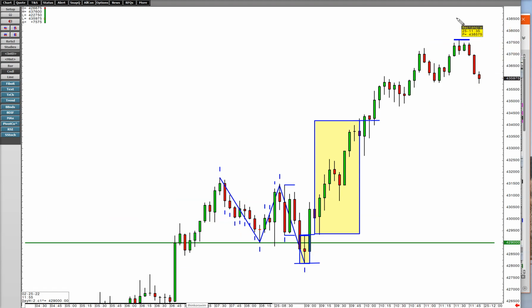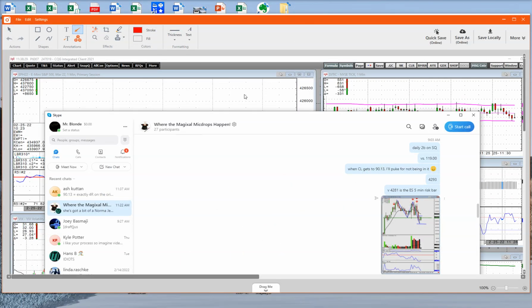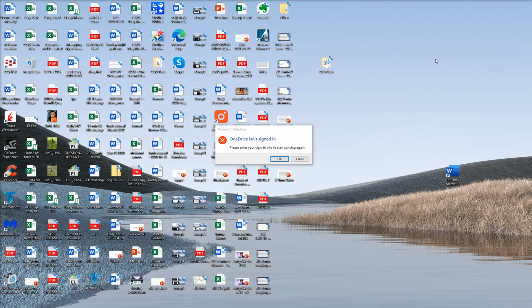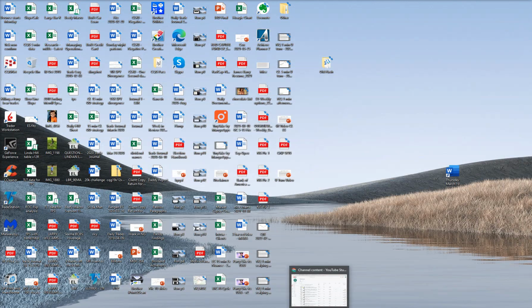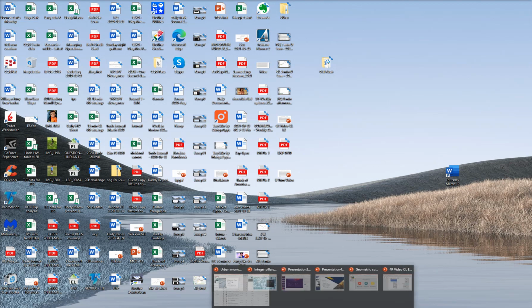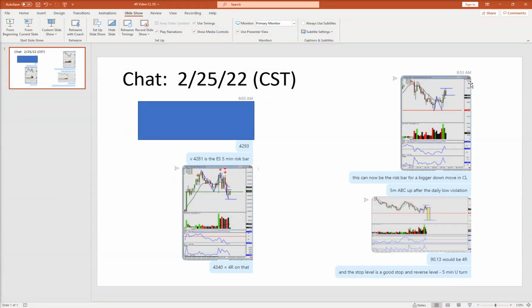Rinse and repeat. In fact, that's what we'll do now. Let's go and look at the second example where we did this exact same thing. And that second example is right here. So at 8:53 a.m., we were looking at the ABC up on Crude after the daily low violation. So let's get back to that.